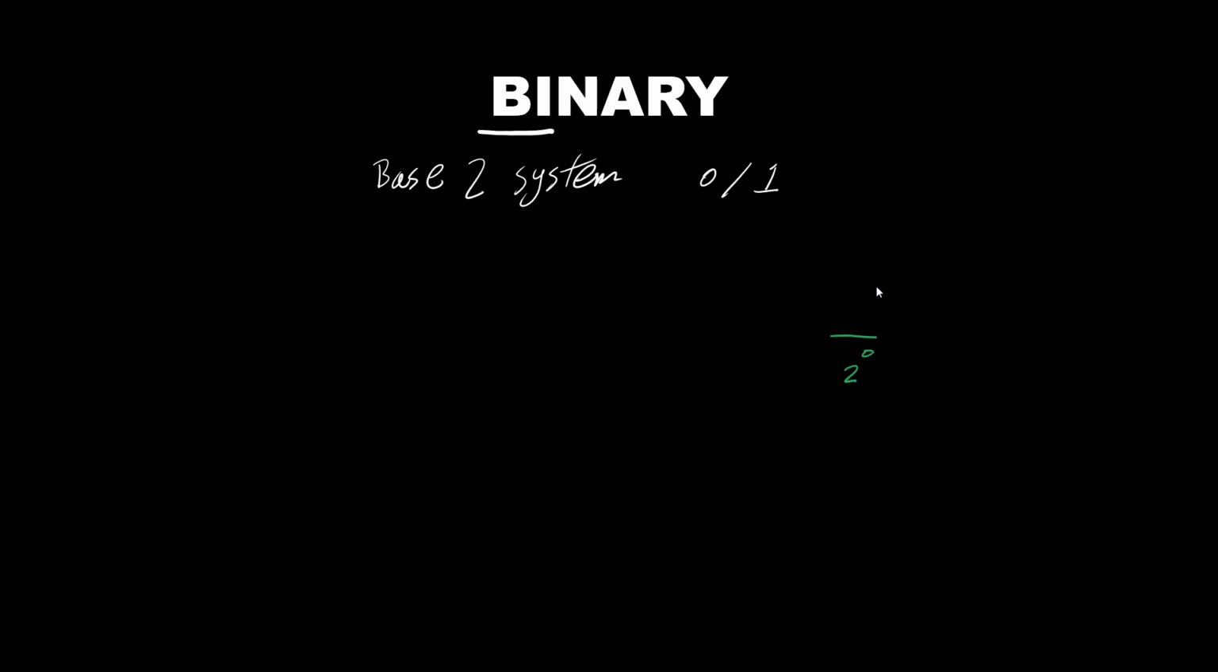2 to the power of 0 is 1. Now if we move one place to the left, this is place value position 1. 2 to the power of 1 is 2. Let's continue moving to the left. This one is place value position 2. 2 to the power of 2 is 4. Moving one place to the left, this place value position is 3. 2 to the power of 3 is 8. And so on. If we move to the left again, this is position 4. 2 to the power of 4 is 16. And if we continue moving one place to the left, this is place value position 5. 2 to the power of 5, 32.